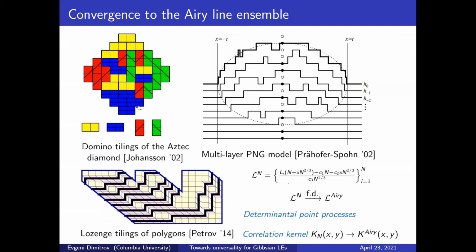One such model is given by uniform domino tilings of the Aztec diamond. Another one is given by the multi-layer polynuclear growth model. And here we again have the lozenge tiling model for a certain polygon or class of polygons, where again you've already performed some sort of an affine transformation to make it look nicer. So for all of these models, again, they have naturally a structure of a line ensemble, and they are known to converge in the finite dimensional sense to the parabolic Airy line ensemble.